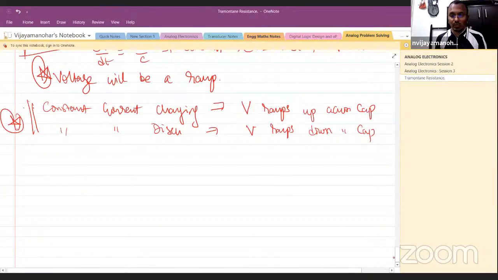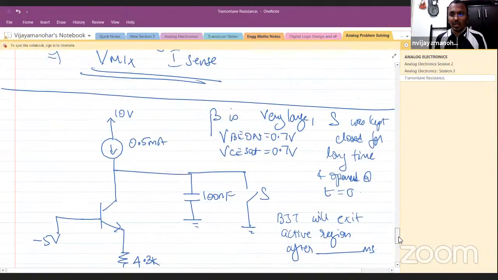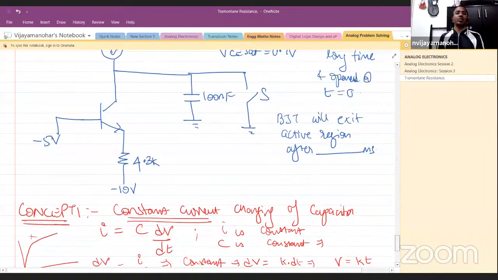Now let us look at the circuit. Many people get confused that for an NPN transistor I am applying a negative voltage, so the transistor will not turn on at all. That's a totally wrong concept. Here there is a negative 10 volt, which is more negative than this, so this will ensure that the transistor is turning on. So 0.7 volt is the VBE on. That means this voltage will be minus 5.7 volt. This is 10 volt, so the drop here is 4.3 volt.